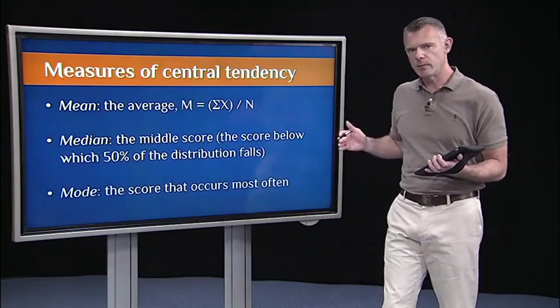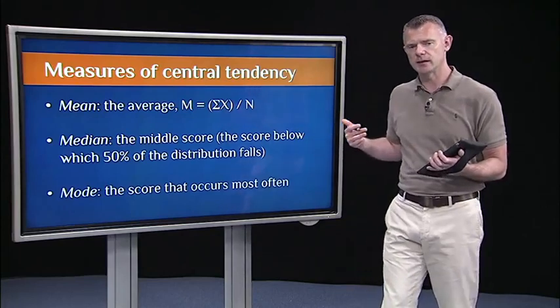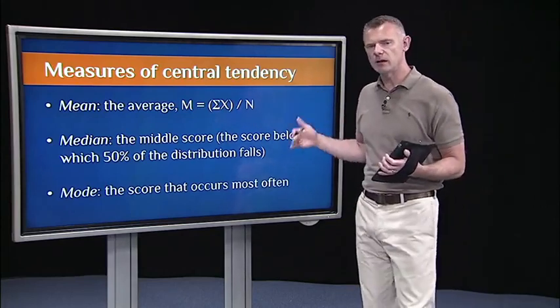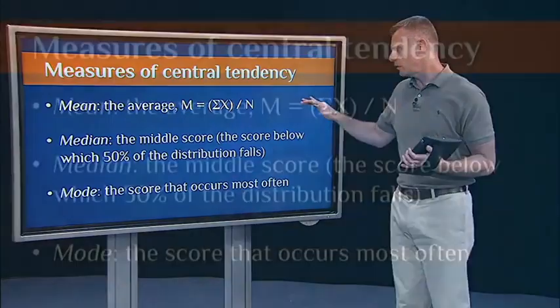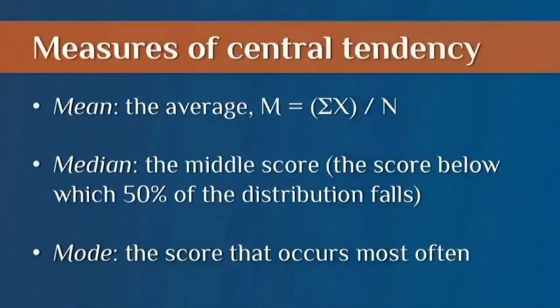The most common examples of measures of central tendency in statistics are the mean, the median, and the mode. So the mean, we saw, is just sum up all the scores, divide by the number of scores. It's the mean or the average. The median is just the middle score in a distribution.